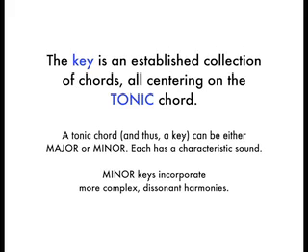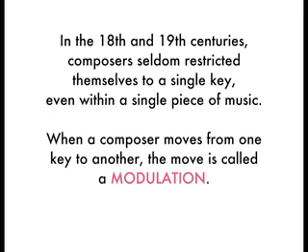Now, here's where things start to get a little more interesting. In the 18th and 19th centuries, composers seldom restricted themselves to a single key, even within a single piece of music. So even though a piece might be titled Sonata in C minor, the whole piece is not in C minor. Any one movement is not just in C minor. It'll start in C minor, end in C minor, and in between it will go to at least one other key. When a composer moves from one key to another, the move is called a modulation.